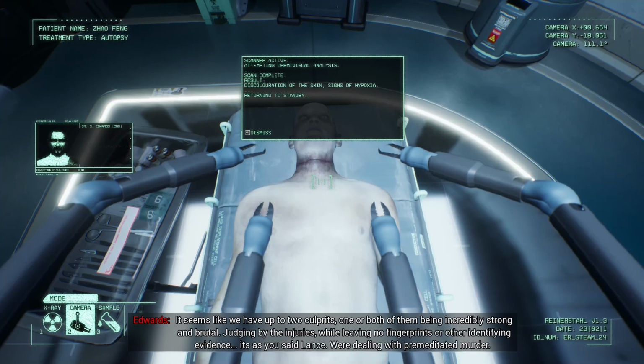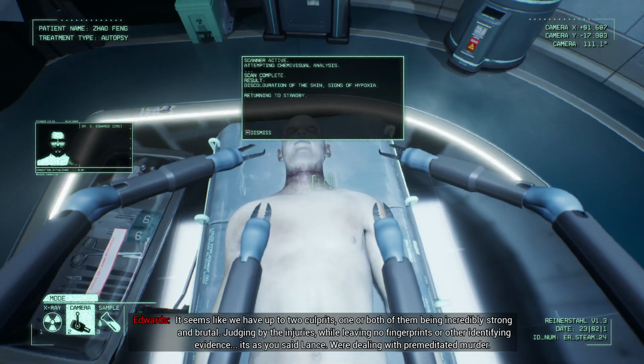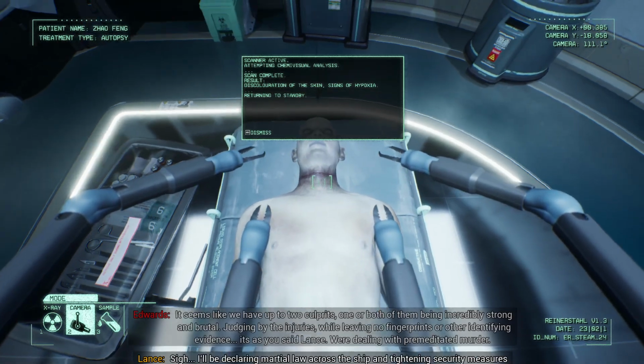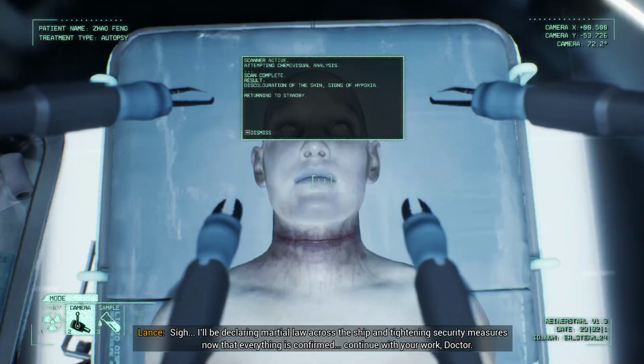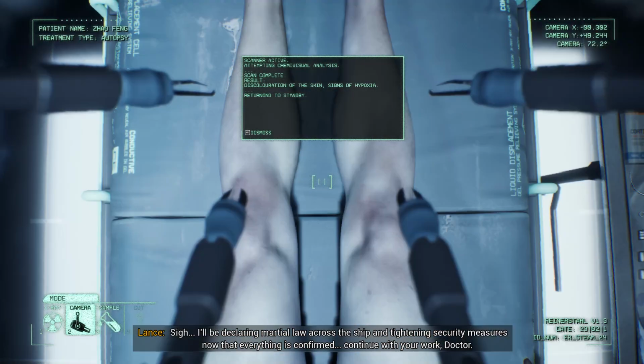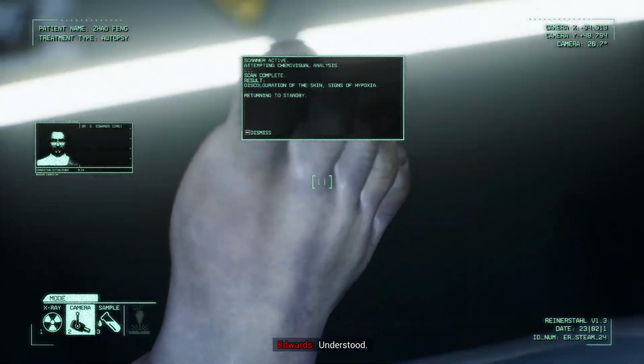It seems like we have up to two culprits, one or both of them being incredibly strong and brutal. Judging by the injuries while leaving no fingerprints or other identifying evidence, it's as you said, Lance. We're dealing with premeditated murder. I'll be declaring martial law across the ship and tightening security measures now that everything is confirmed. Continue with your work, Doctor. Understood.